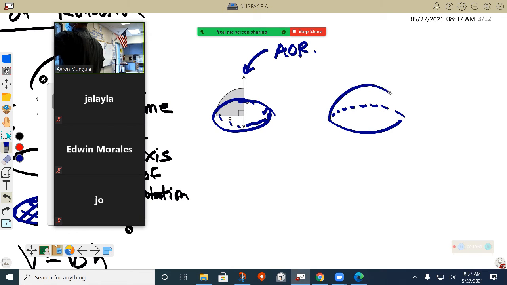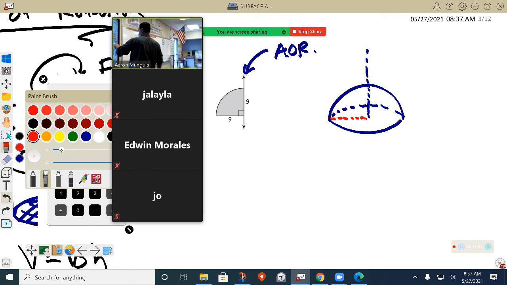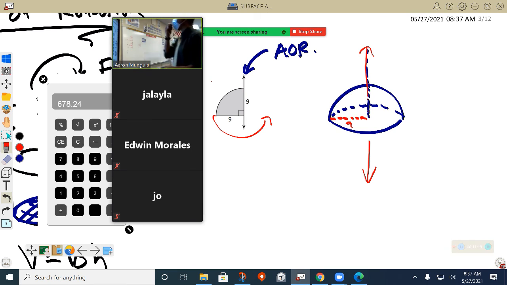I got this going on because I'm spinning it around that axis of rotation, right? So we're going to have a half a sphere with a radius now. Watch this. The radius is going to be 9. 9 units. Okay. So we're spinning it around the axis of rotation, and we end up with a half a sphere. So let's find the volume of a half a sphere.